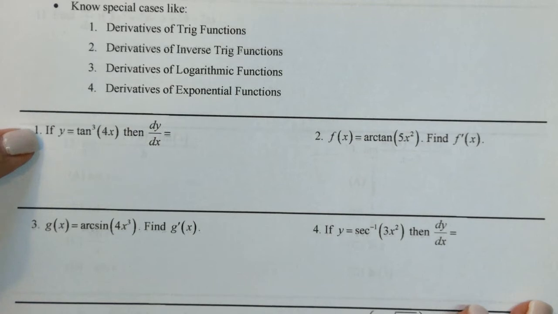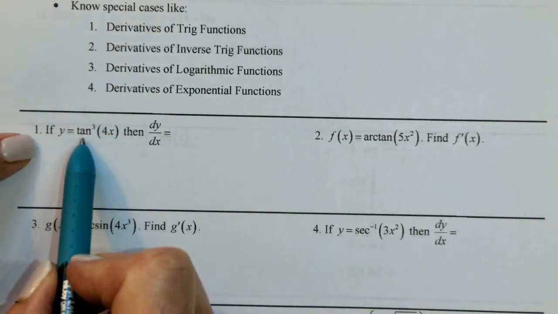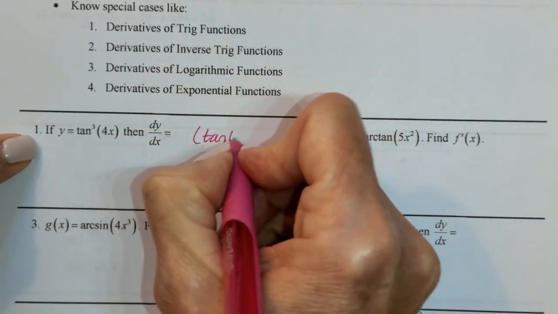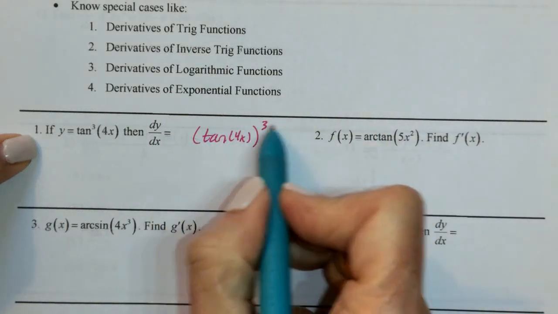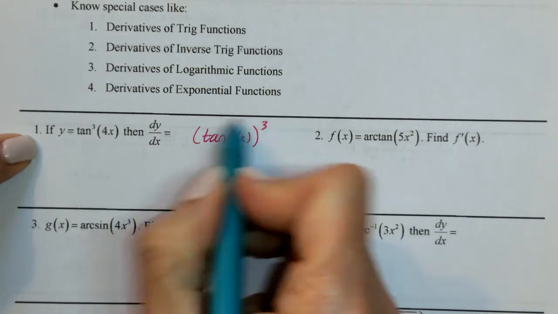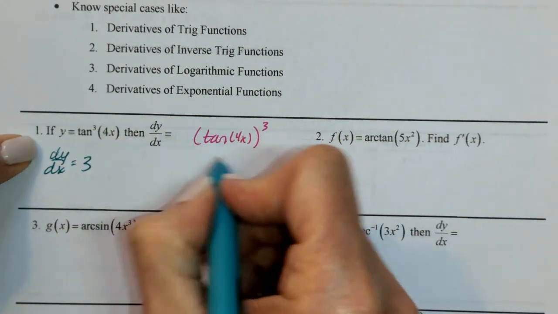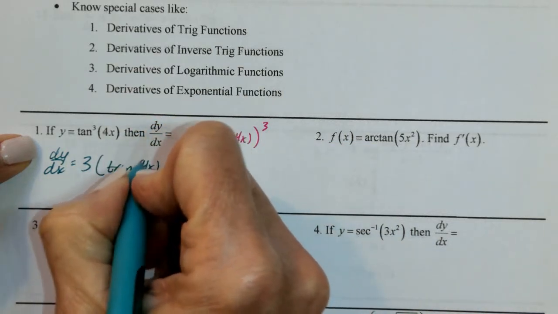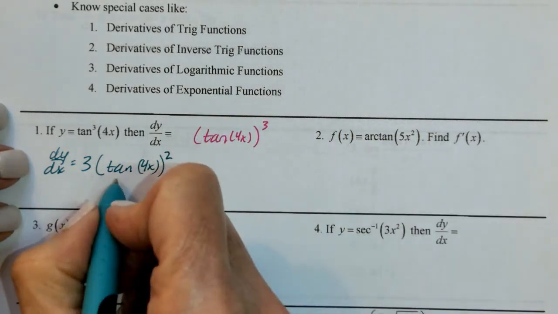First of all, this is a common type of question asked on the AP exam. The derivative of a power of a trig function. So remember that we think of this as tangent of 4x all to the third power. That's exactly what it means. So then we're just applying the chain rule here. So the power times the leading coefficient, and then we keep the middle the same. In the chain rule, you keep that the same, decrease the power by 1, and now we need the derivative of the inside.